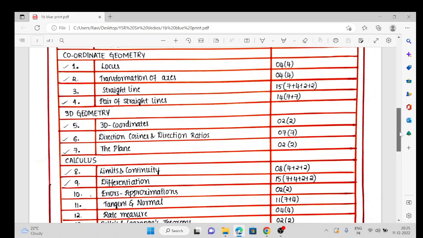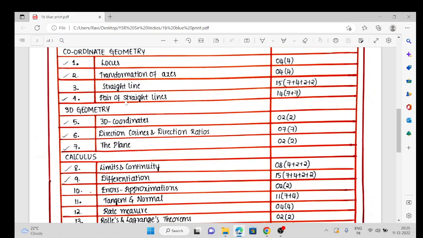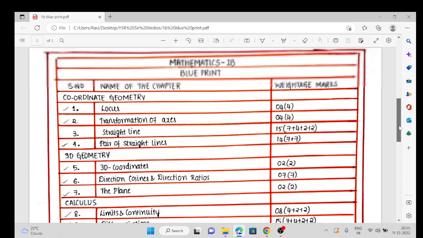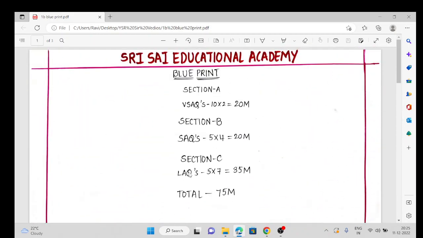హౌ టు గెట్ 75 అవుట్ ఆఫ్ 75? 75కి 75 రావాలి అంటే మనం మెయిన్గా కాన్సన్ట్రేట్ చేయాల్సింది VSAQs. ఎనీ యావరేజ్ ఆర్ అబవ్ యావరేజ్ స్టూడెంట్ కెన్ ఆన్సర్ LAQs అండ్ SAQs వెరీ ఈజీలీ. LAQs అంటే 35 మార్క్స్, SAQs 20 మార్క్స్, టోటల్గా 55 మార్క్స్. ఈ 55కి 55 స్కోర్ చేయడం ఇట్ ఈస్ నాట్ ఏ బిగ్ డీల్ బికాస్ దెర్ ఇస్ అ చాయిస్. ఇక్కడ 7 క్వశ్చన్స్ ఉన్నాయి, 5 అటెంప్ట్ చేయాలి. ఇక్కడ కూడా 7 క్వశ్చన్స్ ఉన్నాయి, 5 అటెంప్ట్ చేయాలి.